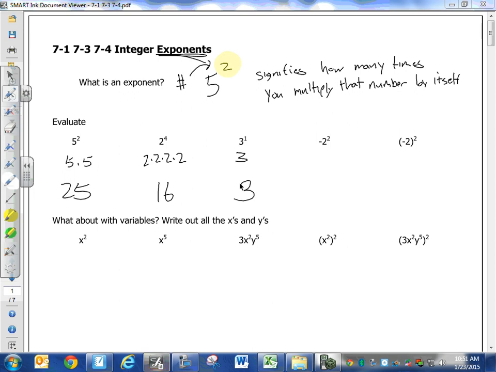If I see negative 2 squared, negative 4. I don't know. What is it? We have two ways to look at negative 2 squared. One is negative 4. One is negative 4. You figure it out. Negative 2 times negative 2. Yep.